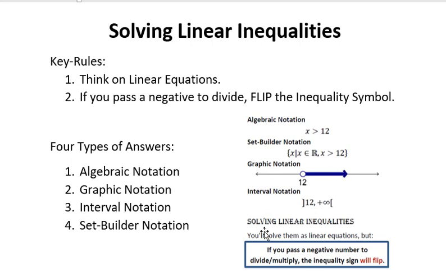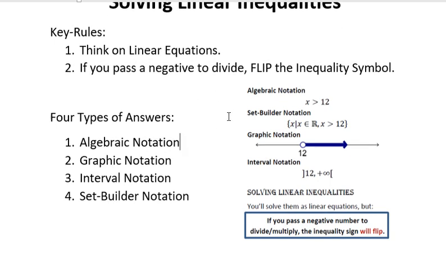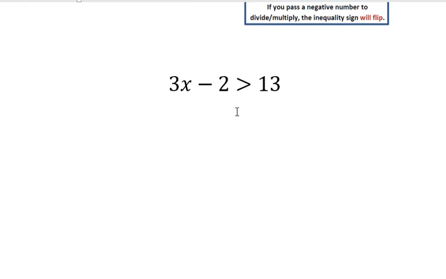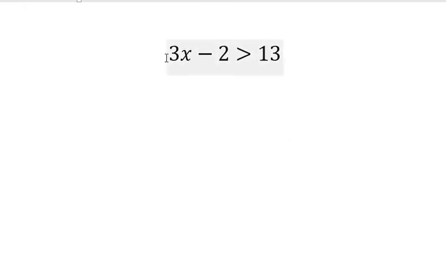And basically the idea to remember is that you're gonna have to work as if you have linear equations, but don't forget that every time you pass a negative to divide or to multiply, the inequality sign is gonna flip. So you're gonna have to flip this when you pass a negative to divide. So let's try solving a couple of exercises. So I have one in here.